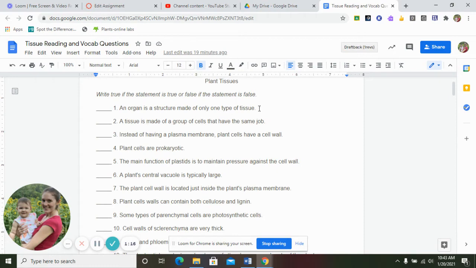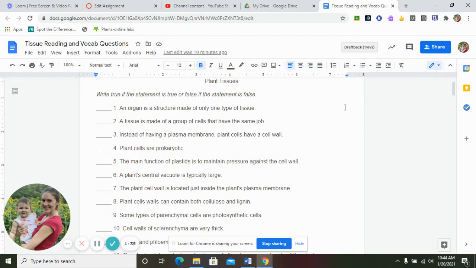So an organ is a structure made up of only one type of tissue. That one is going to be false. Organs are composed of tissues or a group of tissues that are all going for a similar function there. Number 2, a tissue is made up of a group of cells that have the same job. That one is true.